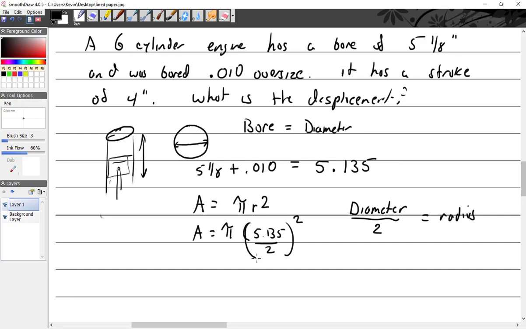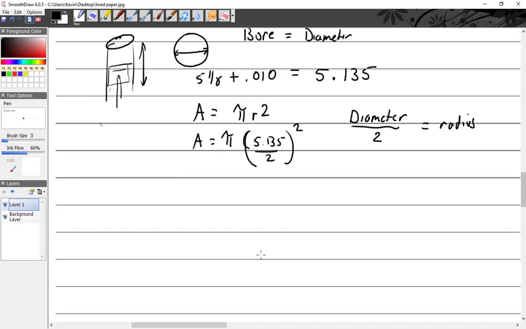Now going back to Please Excuse My Dear Aunt Sally, we have to solve for that. What's the first thing we do? What's the P? Parentheses. We have to solve what's in the parentheses. So it's 5.135 divided by 2, which is 2.5675. Now what do we do? Okay, we do exponents. Please excuse exponents.